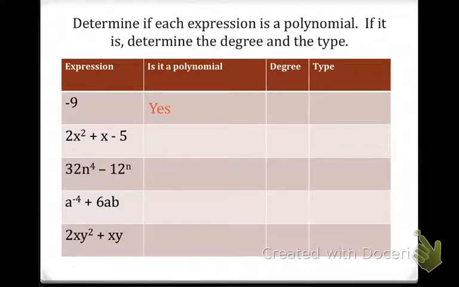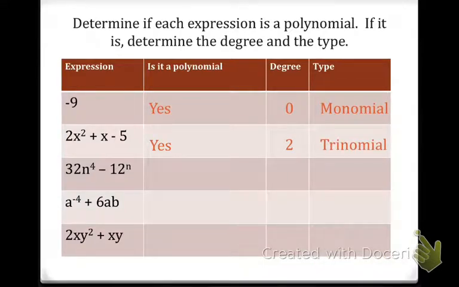So negative 9, that's yes. The degree would be 0 because it doesn't have a variable at all, and it only has one term, so it's a monomial. The second one, check out your variables. Their exponents are all good. So this is yes. The greatest of the degrees of the monomials is 2, and it would be a trinomial because there are 3 terms.